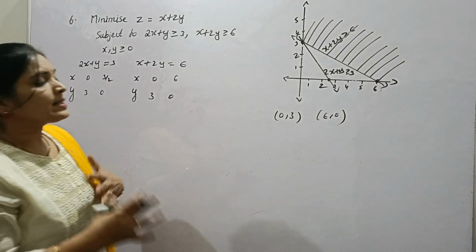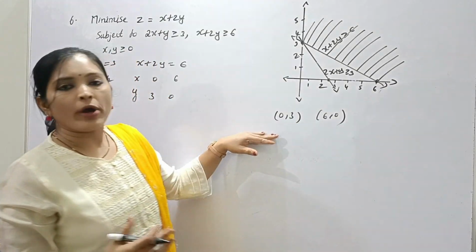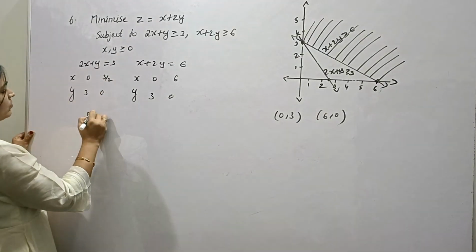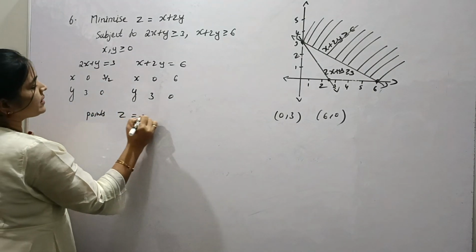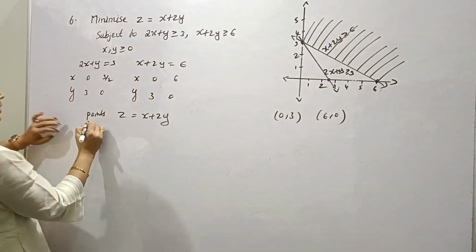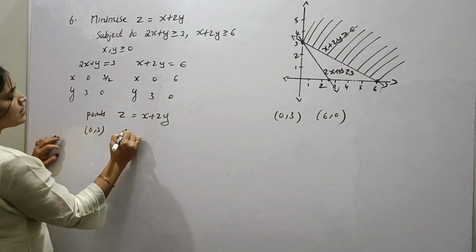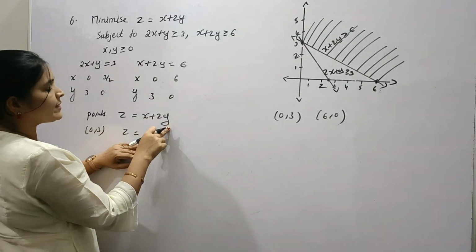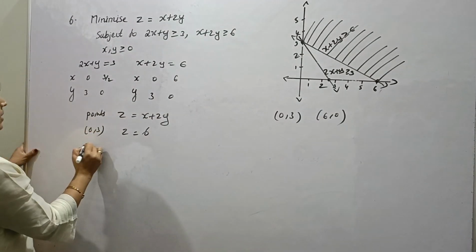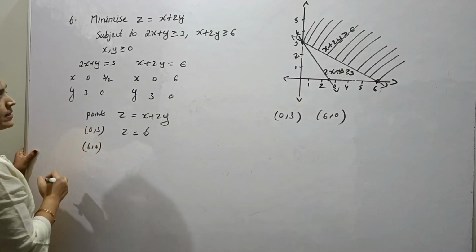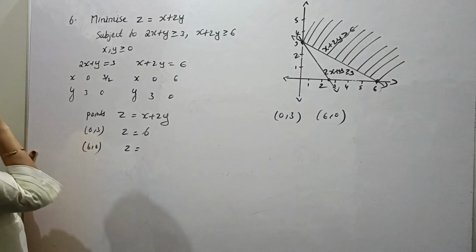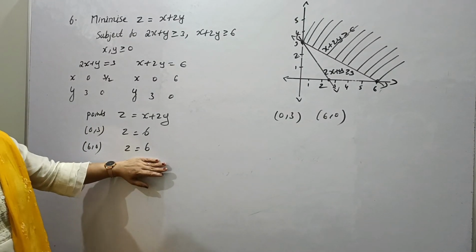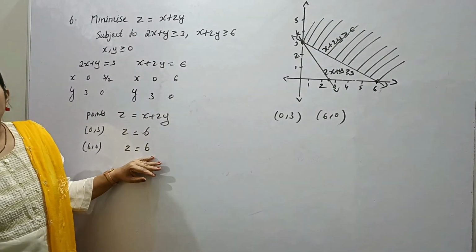Okay, now let's see at these points what is the value of z? Okay, so here z is equal to x plus 2y. First 0, 3, z is equal to, at 0, 3, put x is equal to 0, y is equal to 3, z is equal to 6, right? Then next point 6, 0, here z is equal to 6, right? Okay, here we have got 6 is the minimum, right?